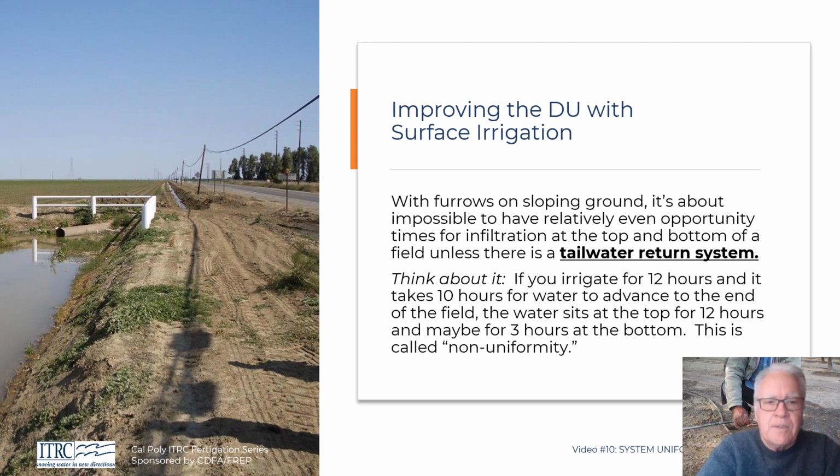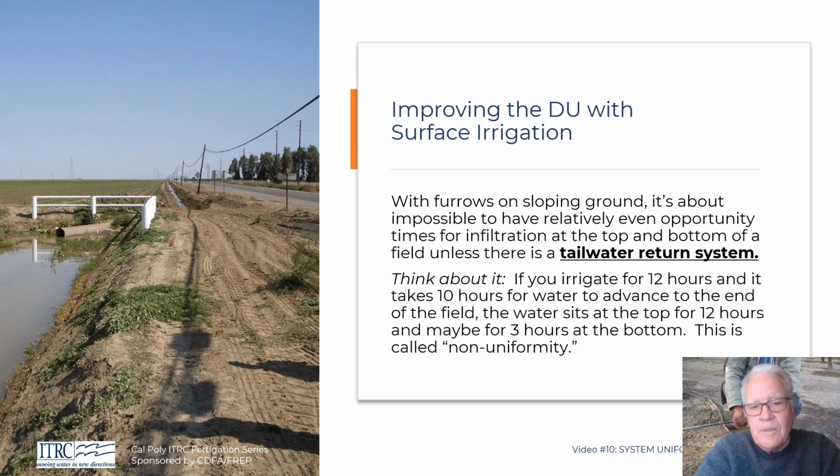But here's what guys do. They will irrigate a field, they'll put water in at the top for 12 hours. It takes maybe 10 hours to get to the end, and they think they're saving water, see, because they don't have much runoff, or they can dam it up at the end.